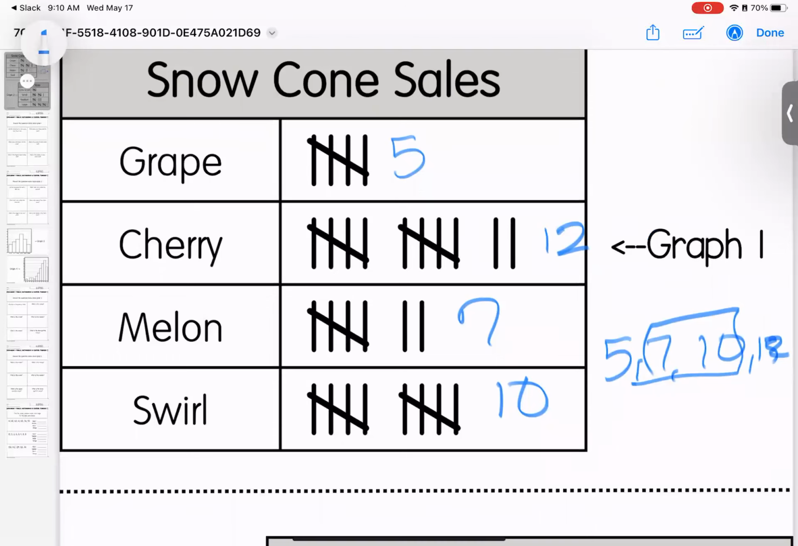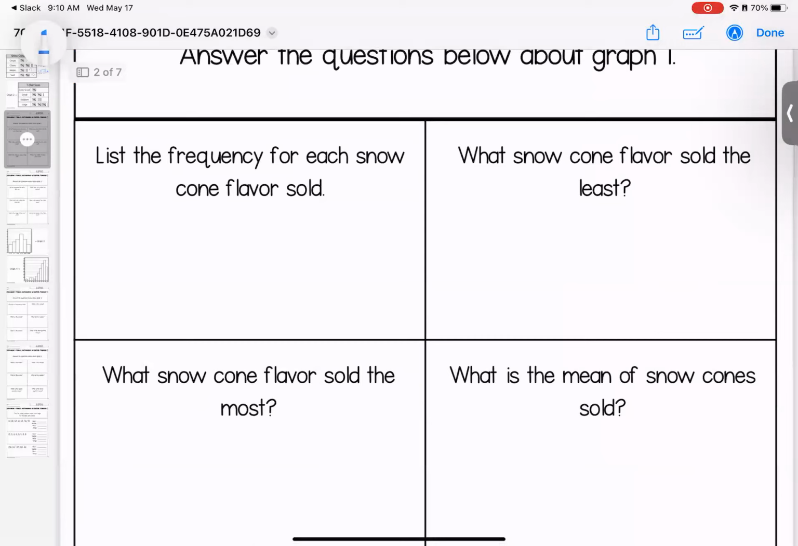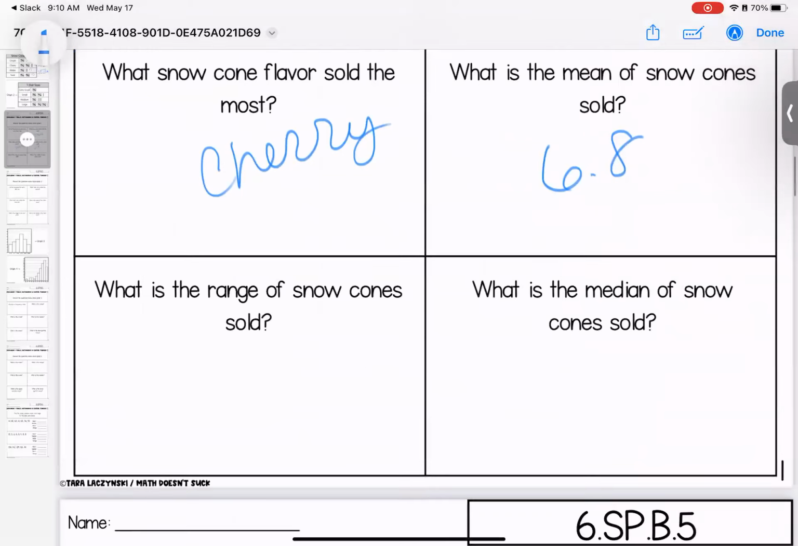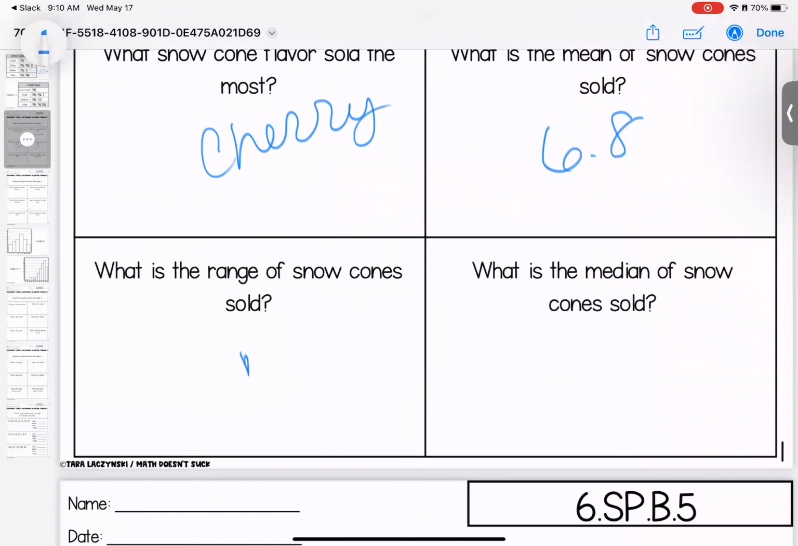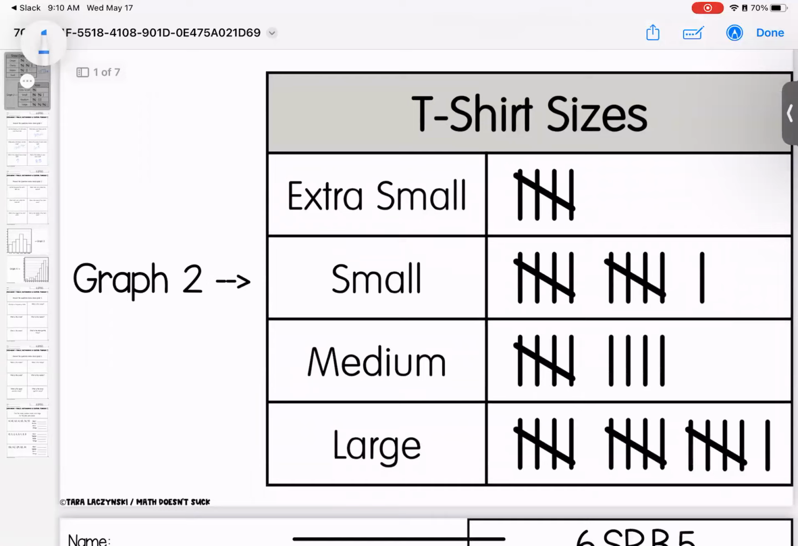Okay, 8.5. So coming down here, we said the frequency, I have those labeled. Least is grape, most is cherry. The mean sold is 6.8, so our average. What is the range? It is 7. And what is the median? It was 8.5. Questions on this? Bring them to class.